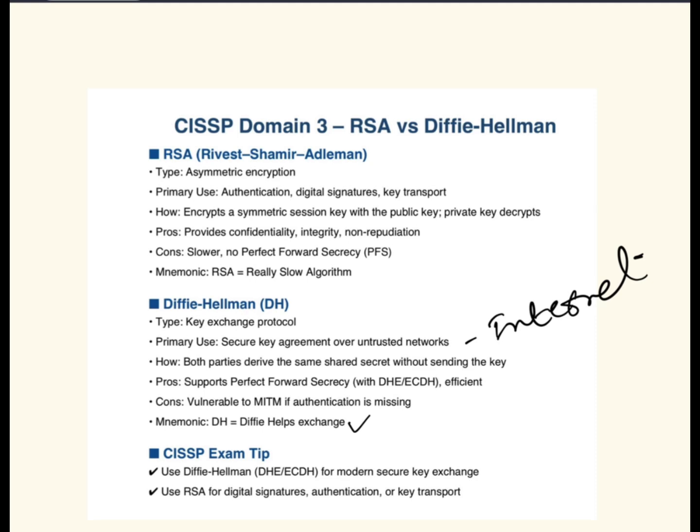So Diffie-Hellman we can also see for modern secure key exchange, and RSA for digital signatures, authentication or key transport. So that is a quick recap about these topics. As I said, I have already gone through these asymmetric encryption algorithms in other videos. So you may watch the third session, but here we are quickly going through multiple random topics. Thus, we could prepare ourselves for the CISSP.